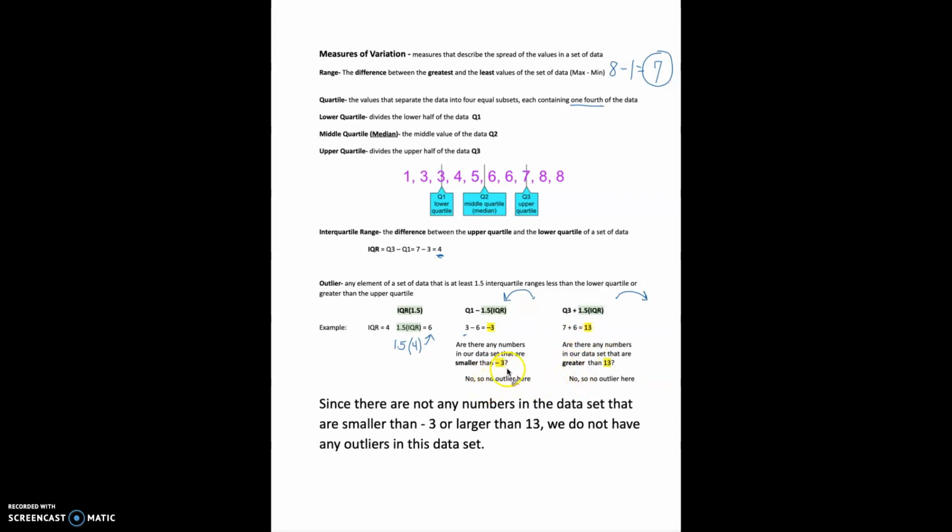We're going to say, are there any numbers smaller than -3 in our data set? So you look back at this set. Were there any numbers smaller than -3? No. Were there any numbers bigger than 13? No. So since there are no numbers that are smaller than -3 or larger than 13, this set has no outliers in it. So outliers, you can't just look at it and say, hey, that's an outlier. There's actually a formula that you need to follow. And we're going to try some together on the next page.